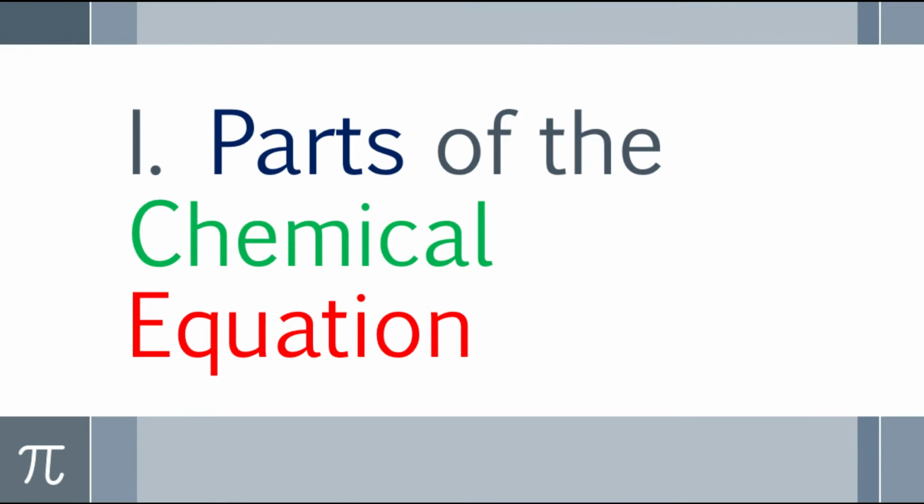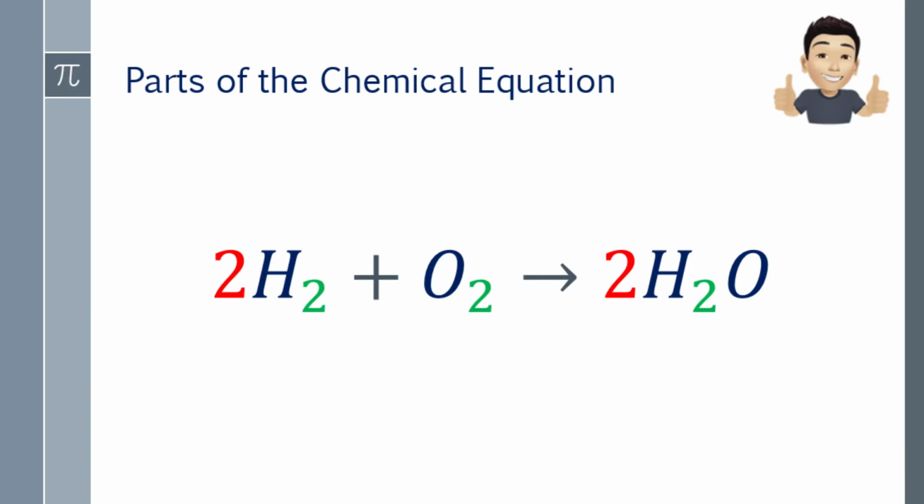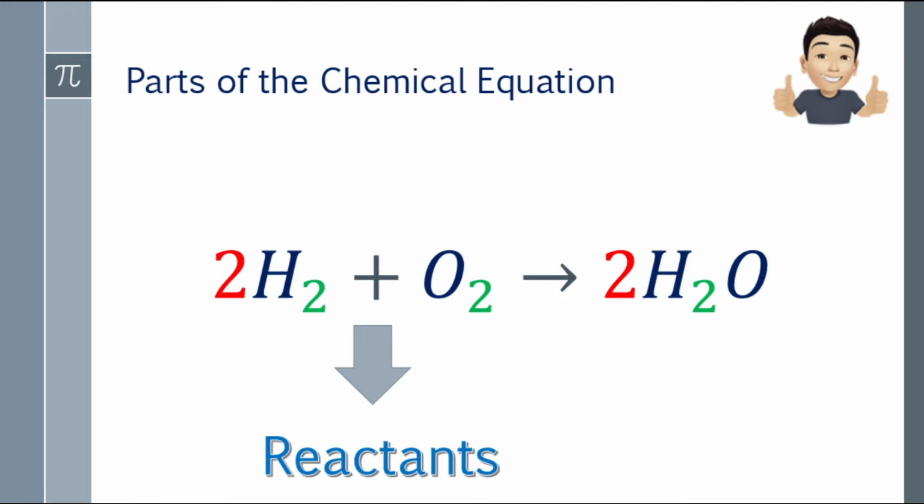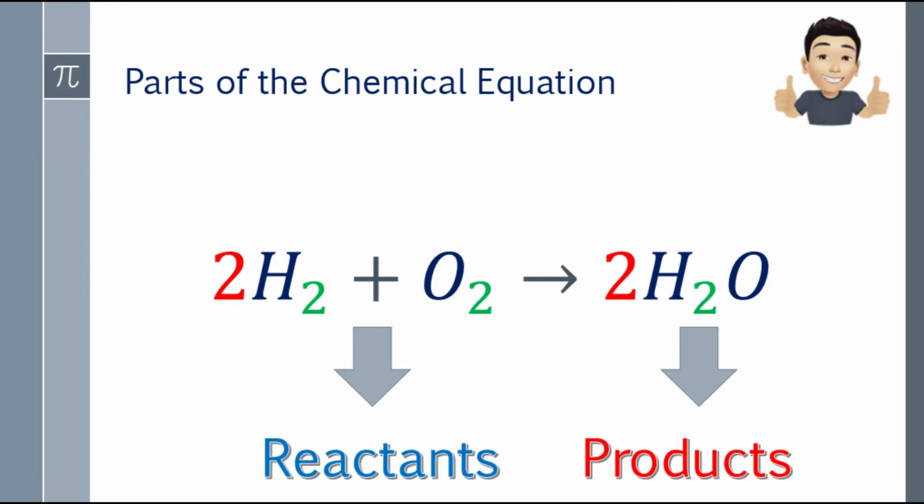Okay, so let's start with the first topic, parts of the chemical equation. So may example tayo, 2H2 plus mo ng O2 is equal to 2H2O. So mapapansin mo, itong nasa kaliwa, itong may plus sign, that will be the reactants. Kung saan wala yung arrowhead, ito yung reactants natin. At kung saan yung may arrowhead, that will be the products. For the products natin, that will be 2H2O.